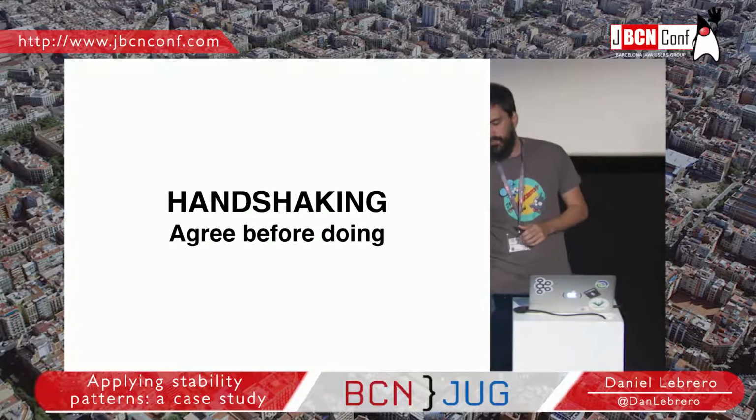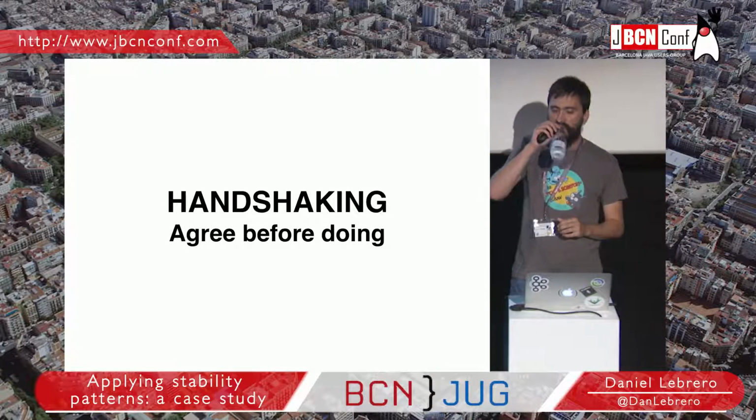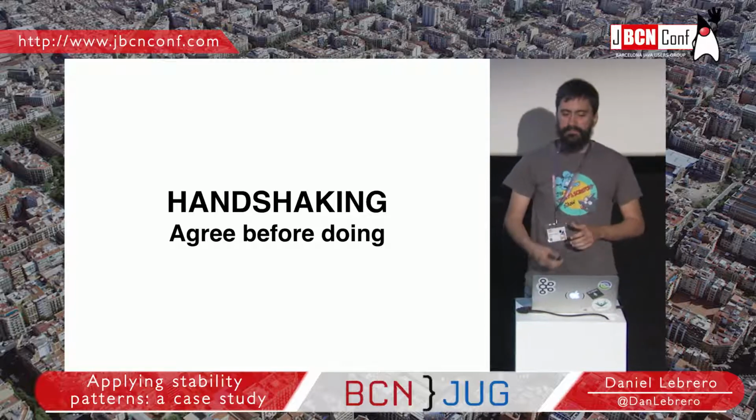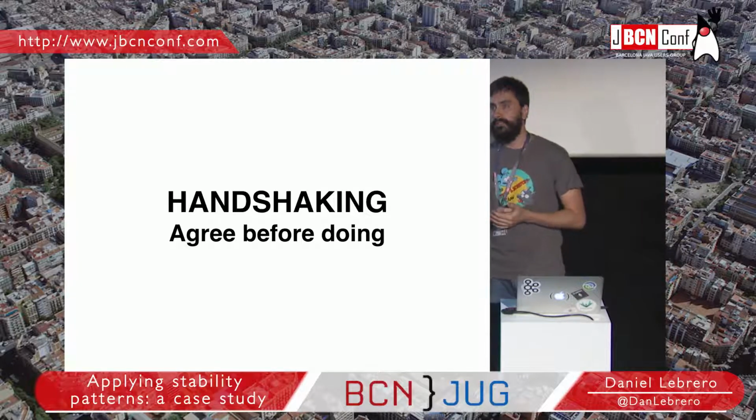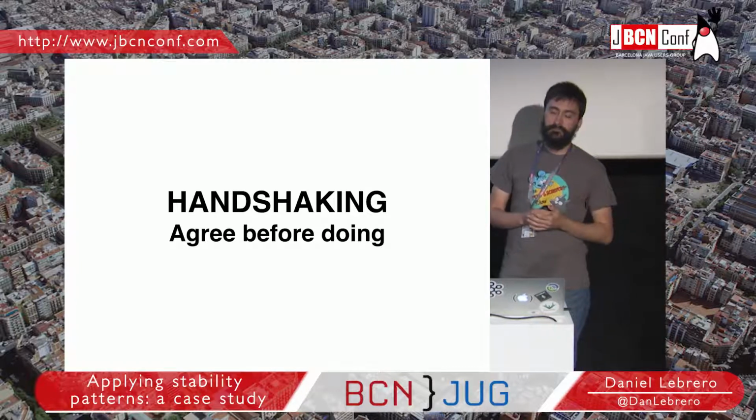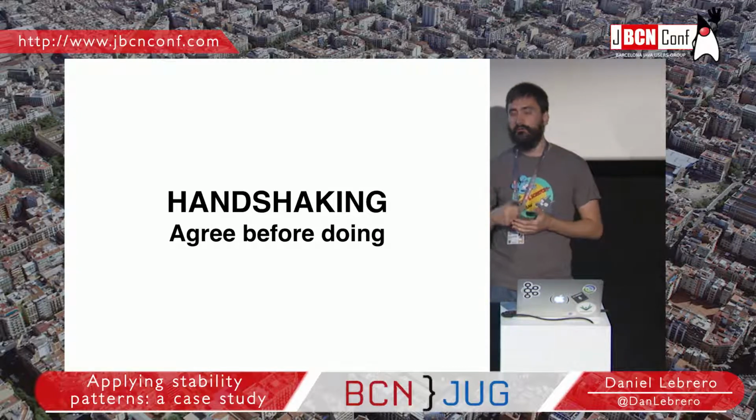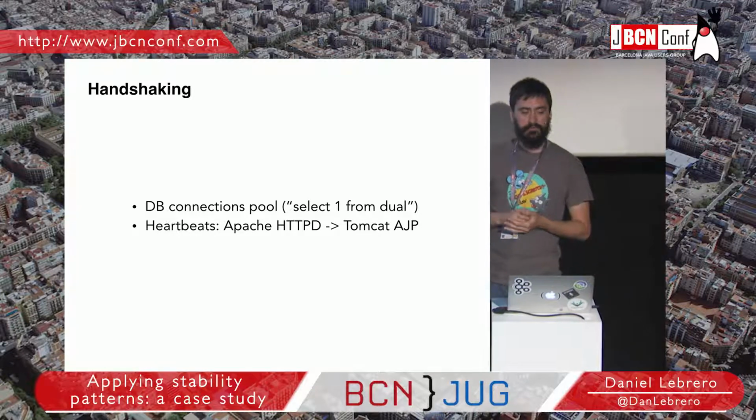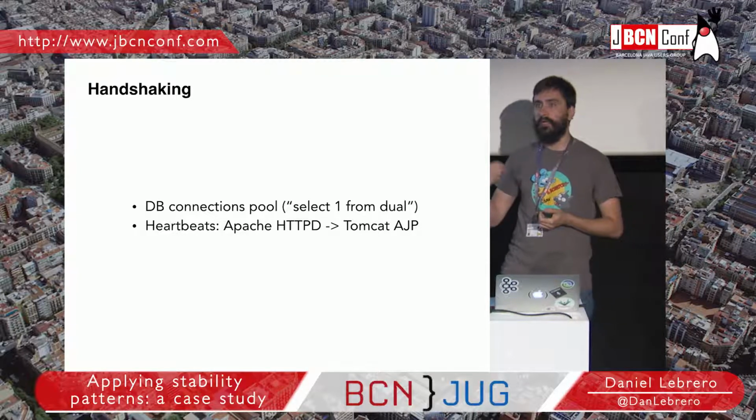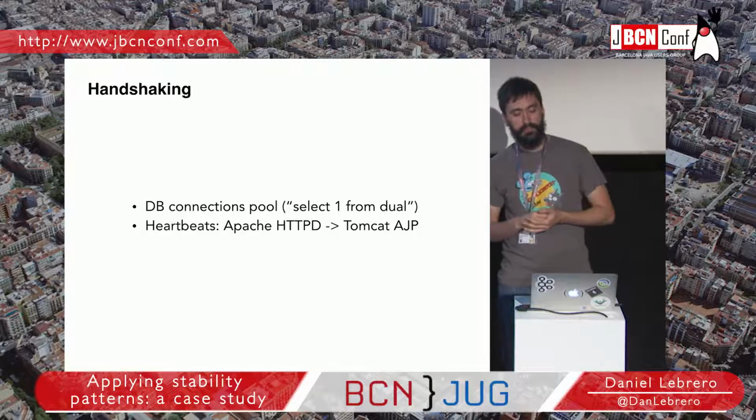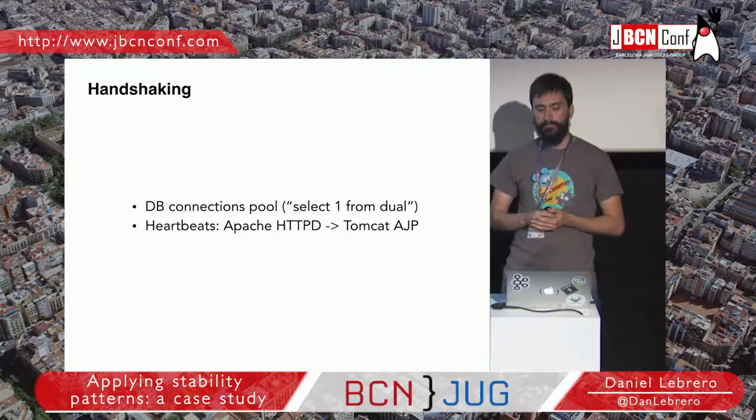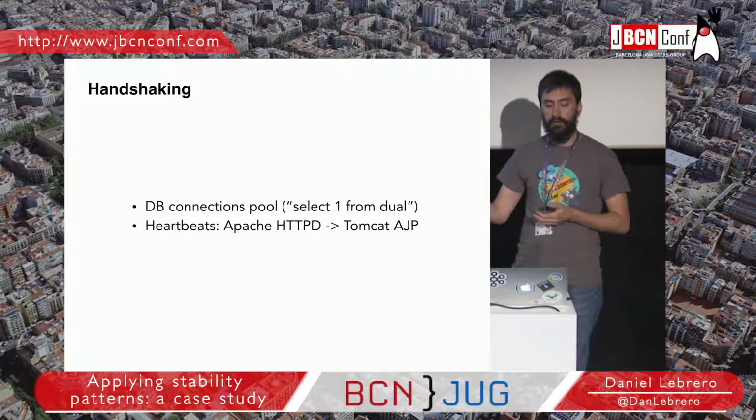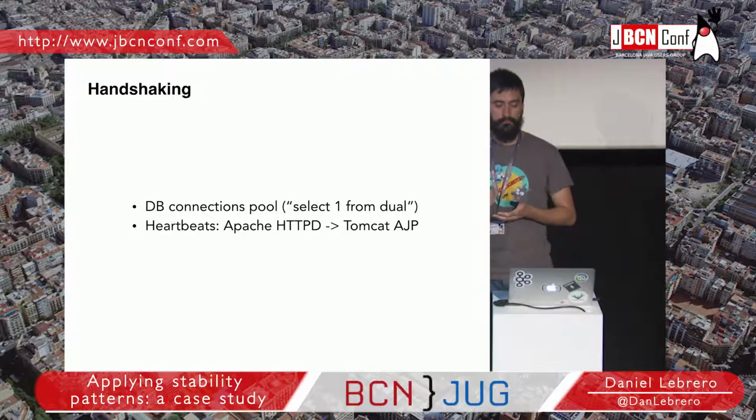The next pattern is handshaking. Handshaking is very simple. It says that the client should contact the server to know if it's going to be ready to serve the request. A couple of examples from the book that we use: whenever you get a connection from the connection pool, a database connection, you usually do some kind of simple query to check the health of that connection. Or if you have any kind of heartbeat mechanism, it's another way of doing this handshaking.